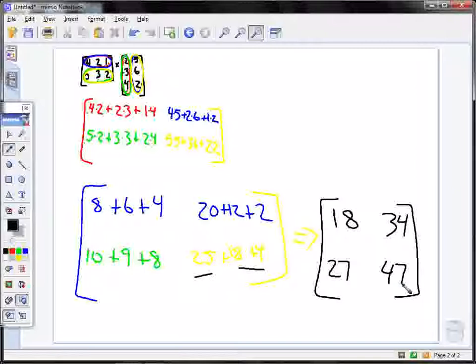You see I have a 1, 2 by 1, 2 matrix, which is what we said we would have, a 2 by 2. And this is my final matrix, 18, 34, 27, 47. And there's my matrix multiplication, multiplying a 2 by 3 times a 3 by 2.